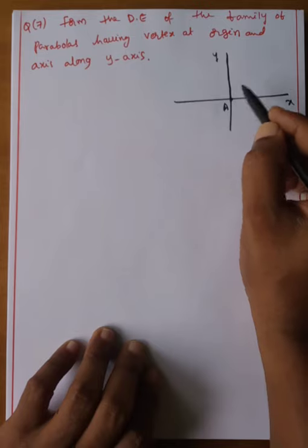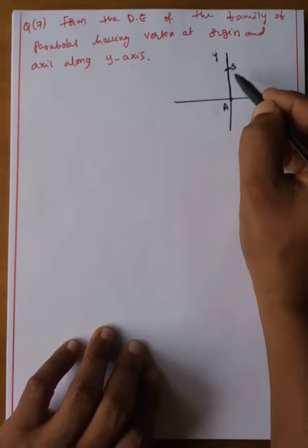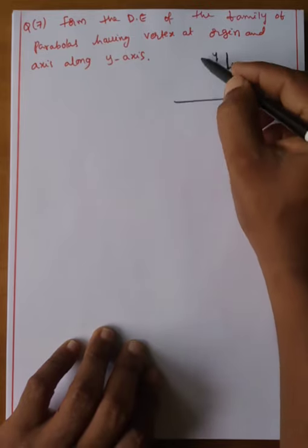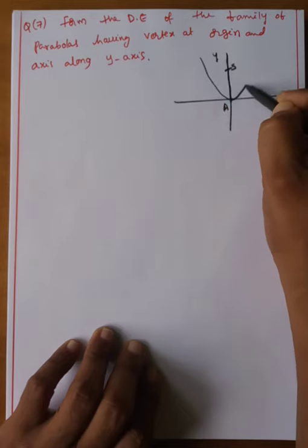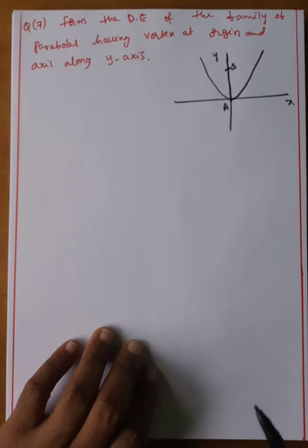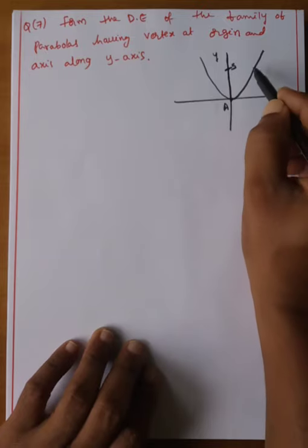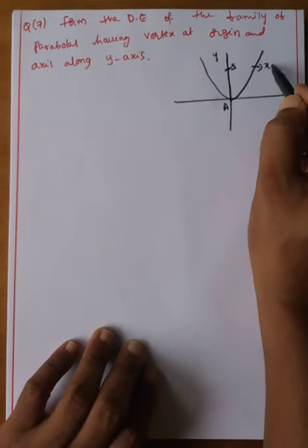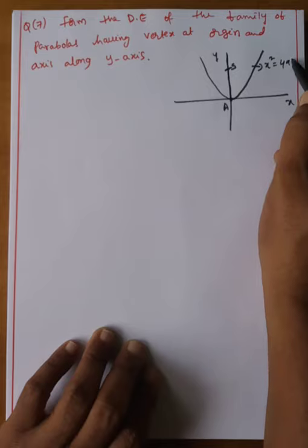The line passing through the vertex and the focus is the axis. Now we take it in this way. Axis along the y-axis means this one. What type is going on here? It is totally symmetric on the y-axis. Symmetric on the y-axis means the x power is even, so this is x square equal 4ay.